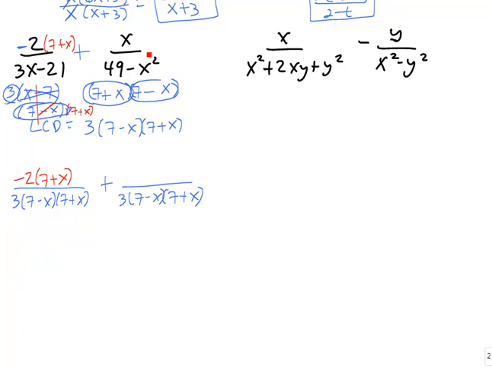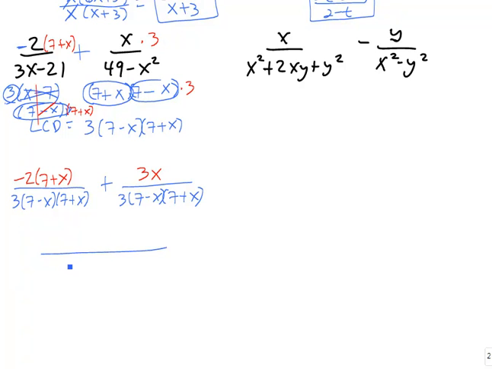For the second fraction, we already have the 7 plus x. We already have the 7 minus x. The only thing we're missing is the 3. So we would have to multiply the top and the bottom by 3, which makes this new numerator x times 3, or 3x. So now we have our new fractions.